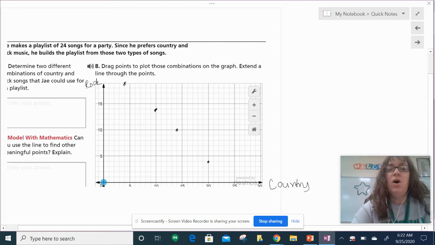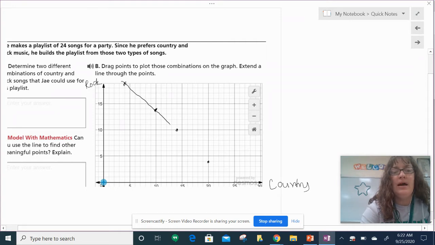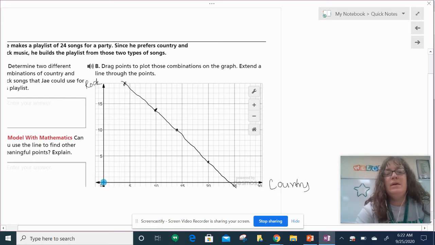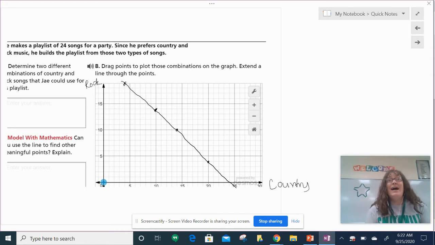If you'll notice, all of these combinations begin to form a straight line. And any point on this line will be a solution to this problem. Guys, that's what a line is. A line is a collection of points that all make an equation, a linear equation, true. There's lots of different answers.